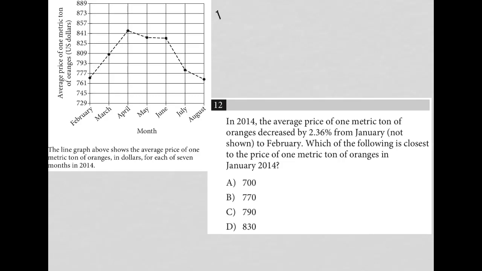So this question is a diagram question. Any question that provides some visual input, I'm going to call a diagram question. We have months as our x-axis. We have average price of 1 metric ton of oranges as our y-axis. The information provided here says the line graph above shows the average price of 1 metric ton of oranges in dollars for each of 7 months in 2014.